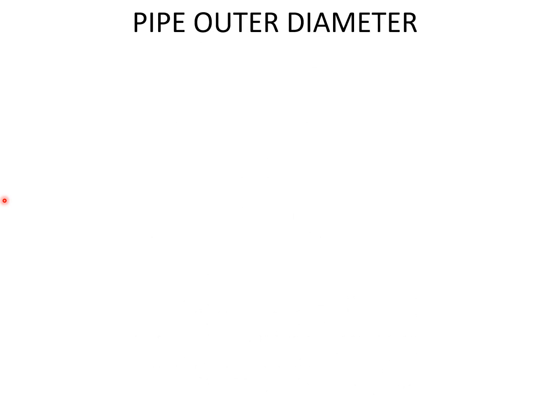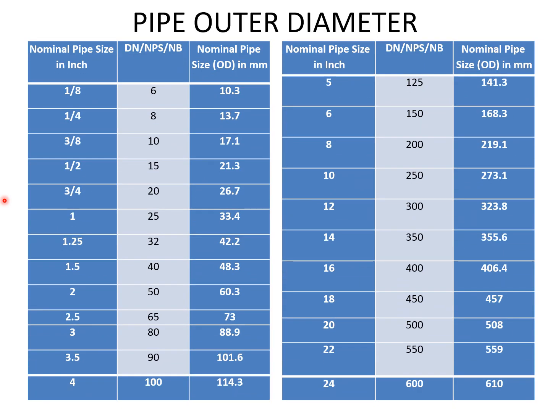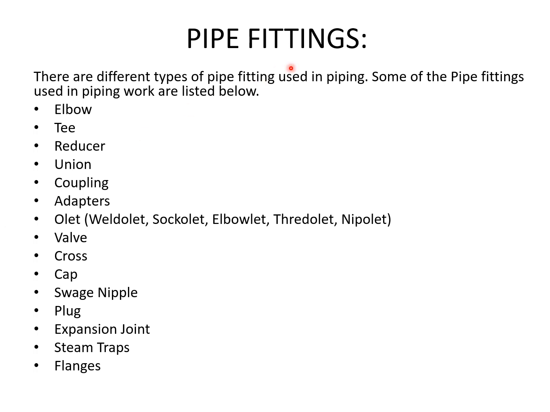As I said earlier, the pipe outer diameter is always fixed, and depending upon the pipe schedule or pipe thickness, the inner diameter of a pipe will always vary. These are some examples of outer diameter. For example, if the pipe is 1 by 8 inch or NPS 1/8, the OD will be 10.3 mm. If the pipe diameter is 24 inch or NB 600, the outer diameter will be 610 mm. So moving further with the pipe fittings.